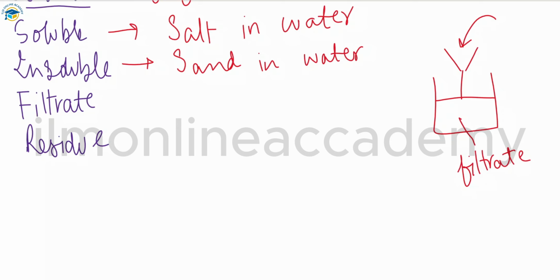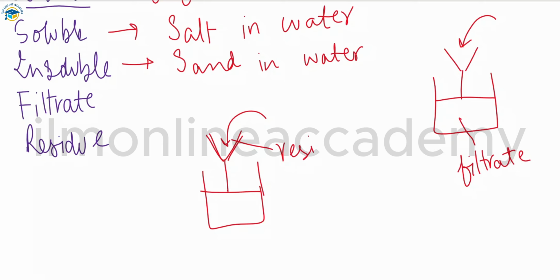Next terminology is residue. Residue is the substance that remains after evaporation, distillation, filtration, or any other similar process. For example, we have this filter paper. After filtration or evaporation, the substance that is present on the filter paper is known as the residue. The coffee grounds in our filter paper are an example of this.